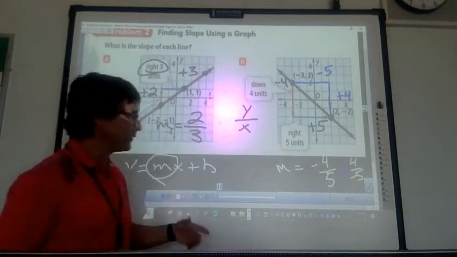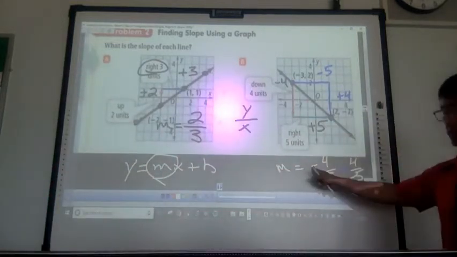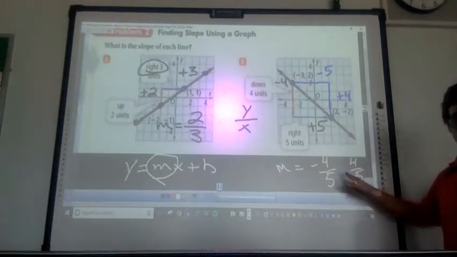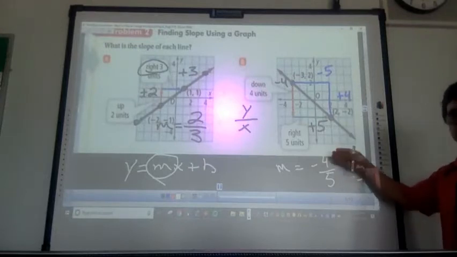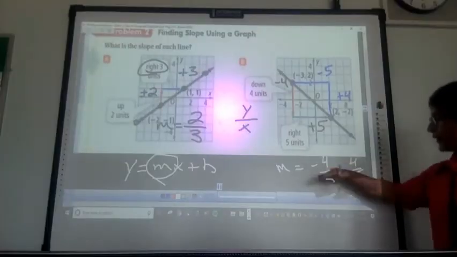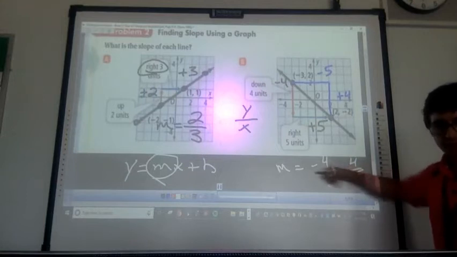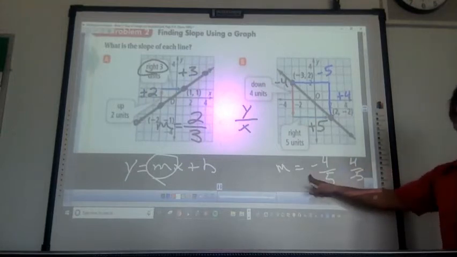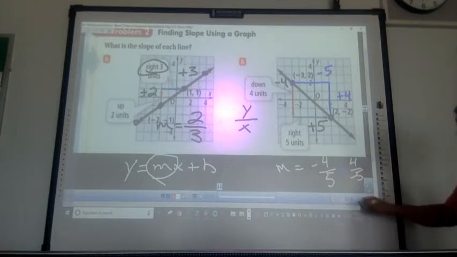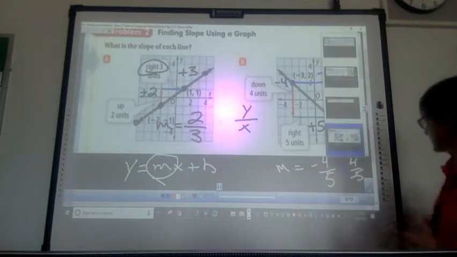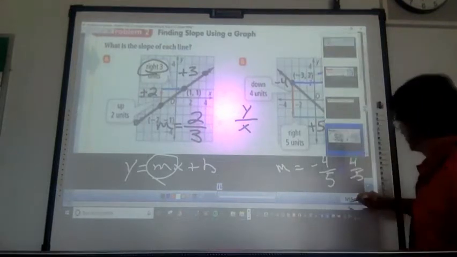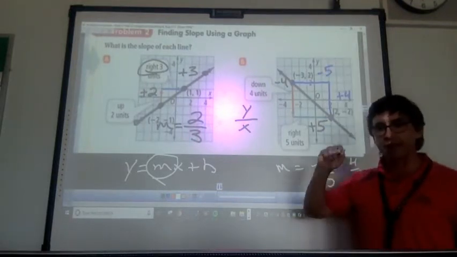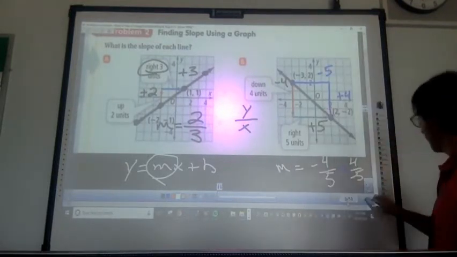So what does that all mean? What it means is it doesn't matter where you put the negative. You can put it on top, you can put it on the bottom, or you can put it in between, this thing is called a fraction bar. You can put it right next to the fraction bar as well. Okay? So that's getting the slope by just counting it on the graph.